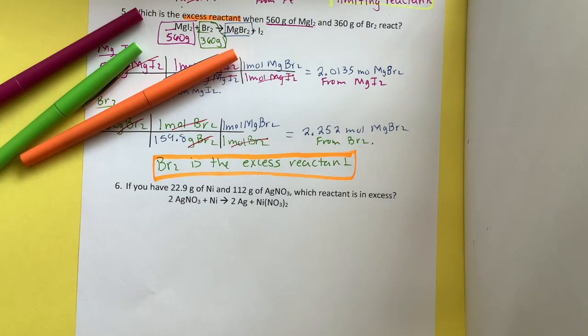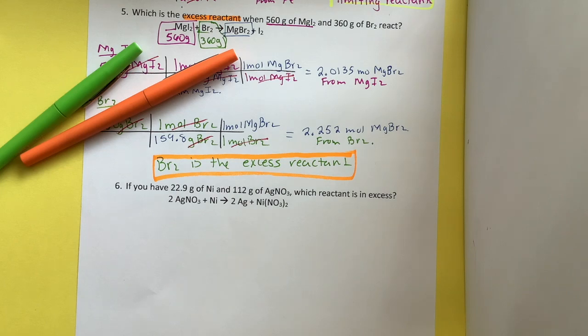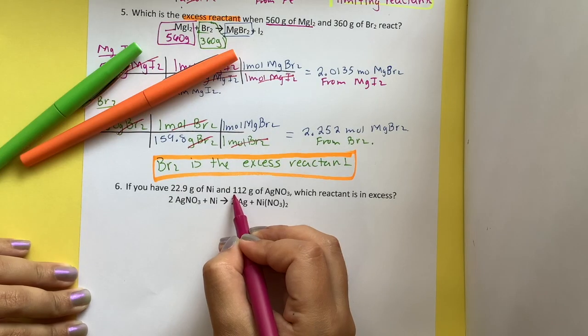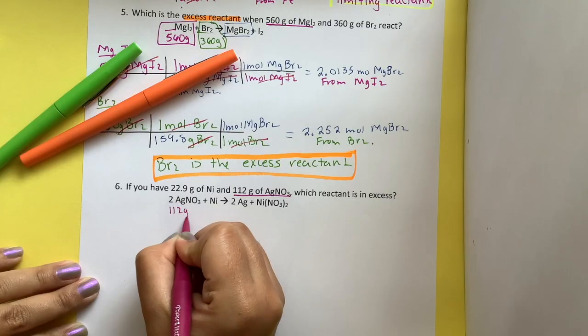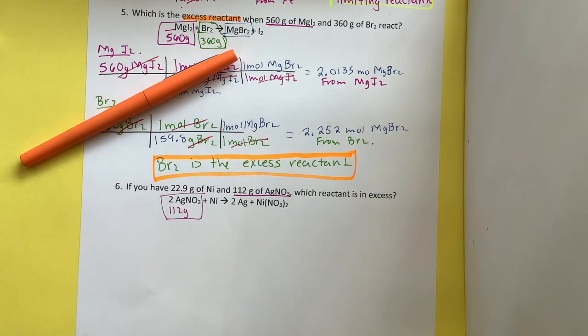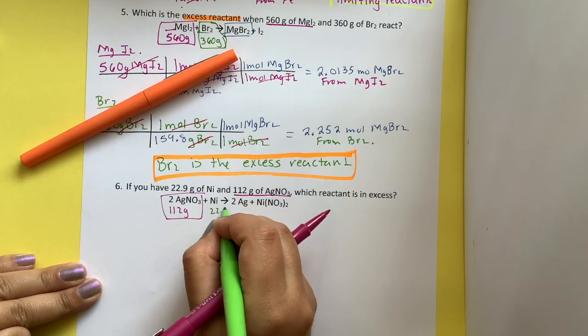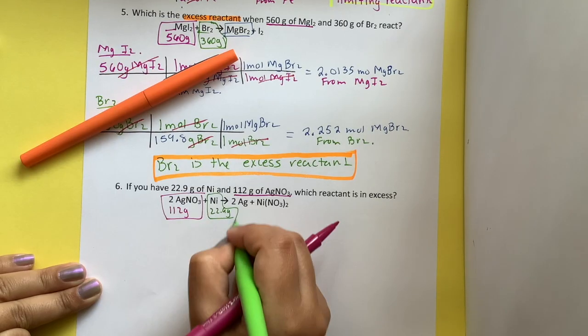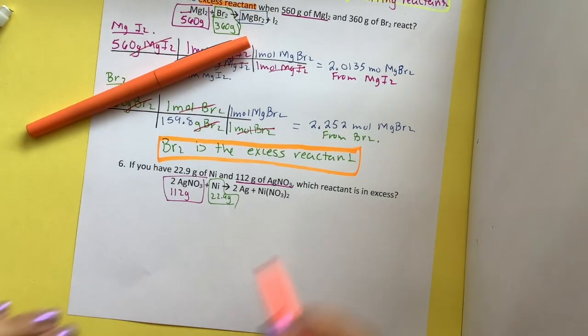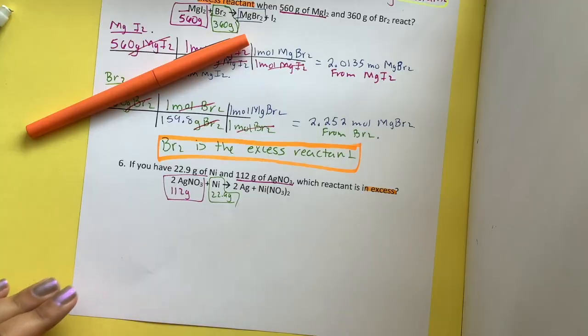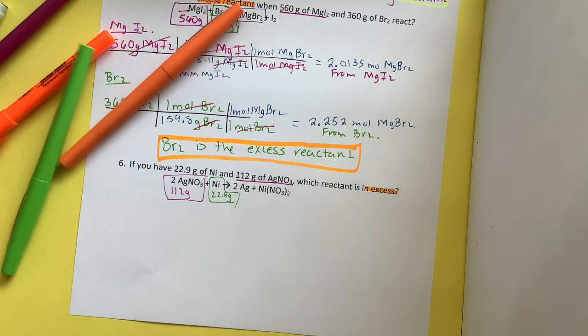Now the last problem, number 6. If you have 22.9 grams of nickel and 112 grams of silver nitrate, which reactant is in excess? Okay, so again, this question is asking us about which one is in excess. So which of these 2 reactants is going to produce more product? Which is going to have leftover?